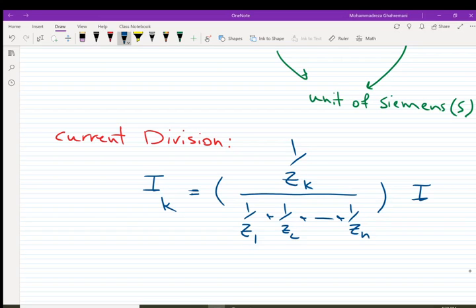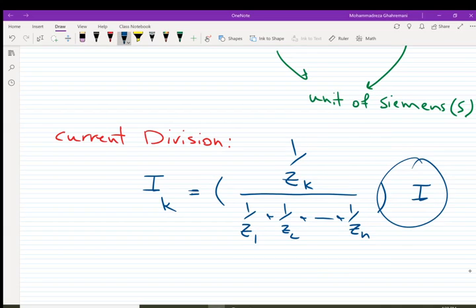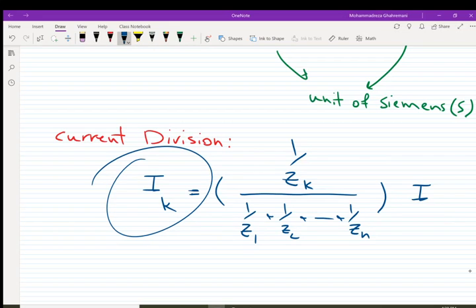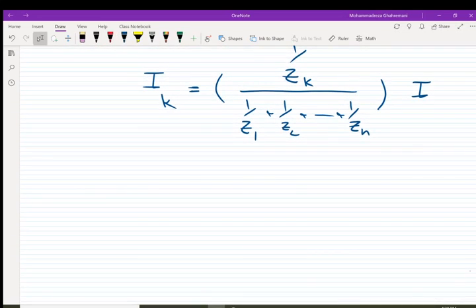So in order to find the current going through one element, we need to find this term and multiply it by the total current to find the current going through one specific element. Okay, so now let's see one example for current division.